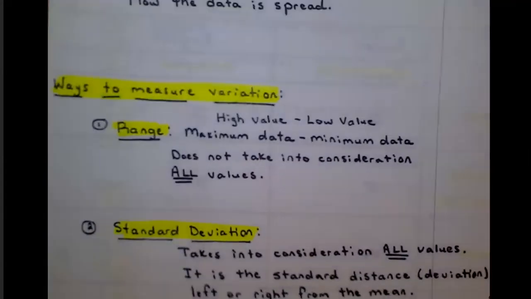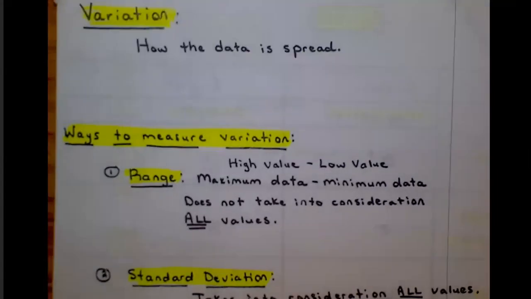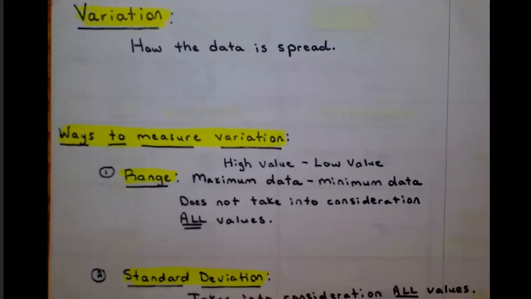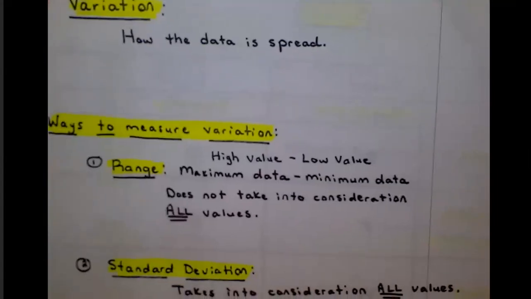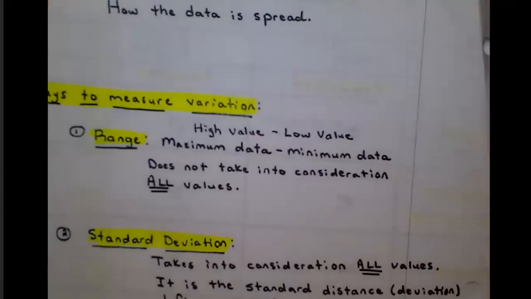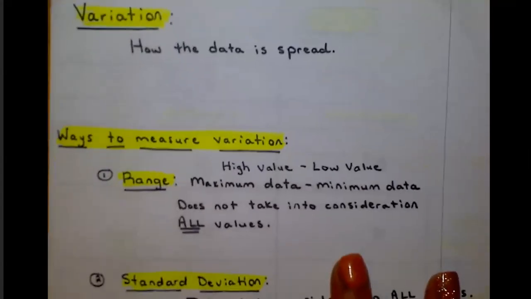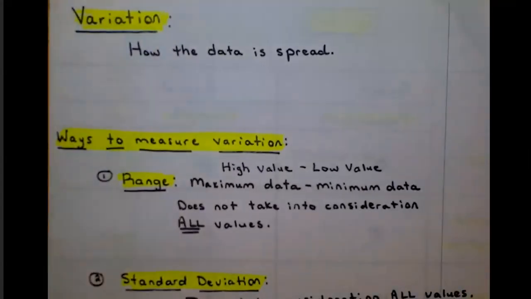Now, before we start the actual notes, this part is not on a handout, but it's something that's very important. So you probably want to write this on a sheet of paper. So today we're going to be focusing on variation. When you think about variation, how something varies and how something is different from something else, with stats, you're going to look at how the data is spread.